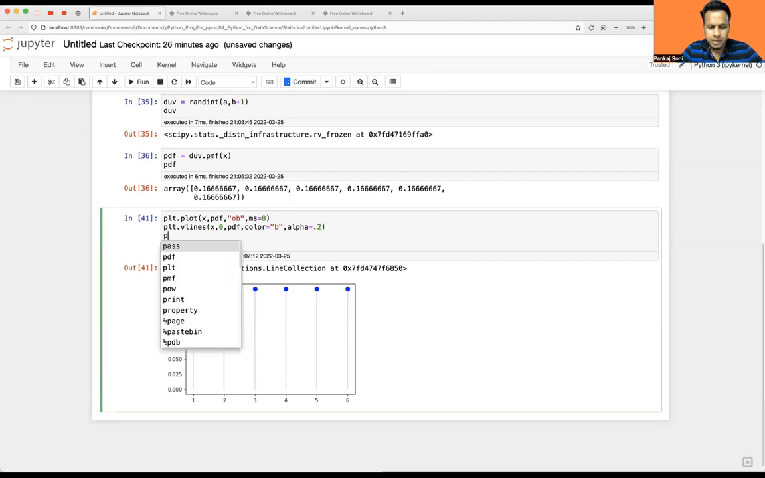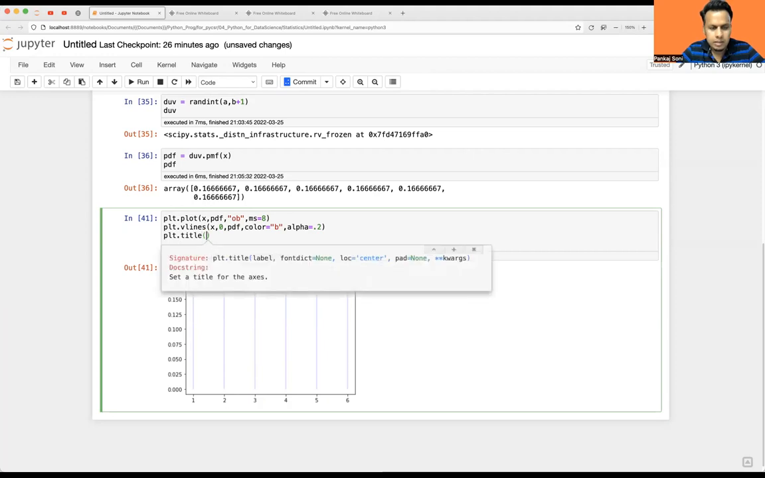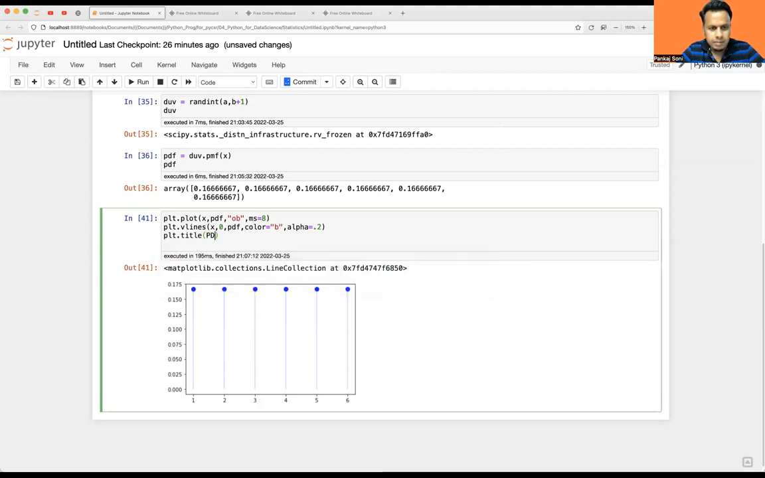So let me just give some title, plt.title. This is nothing but the PMF, mass function for discrete uniform distribution.